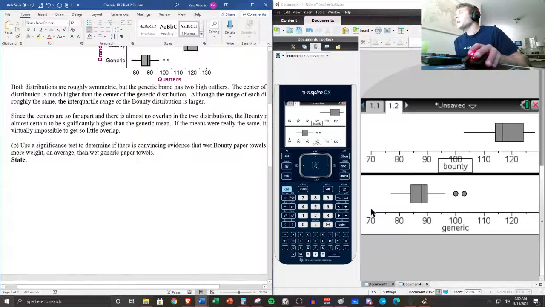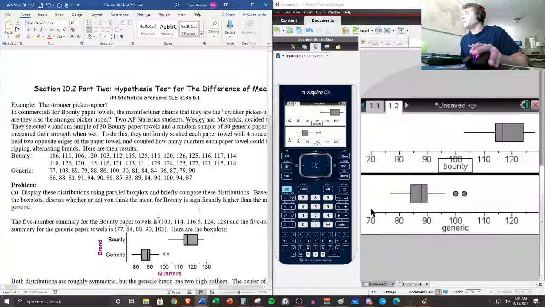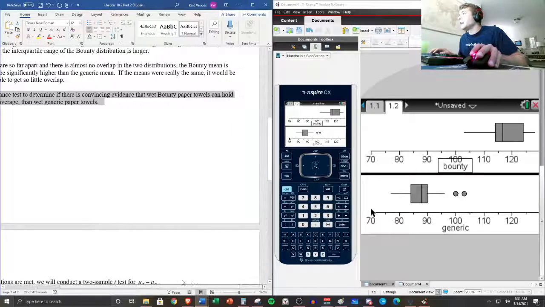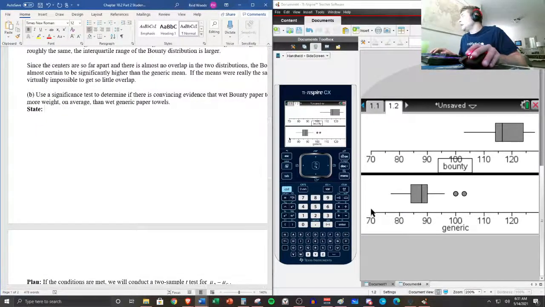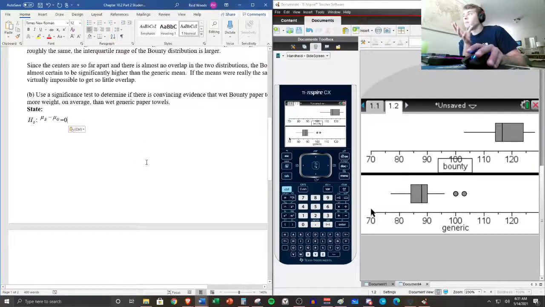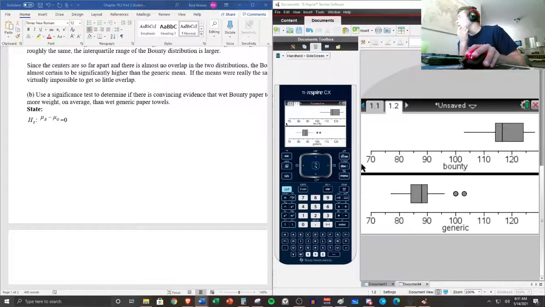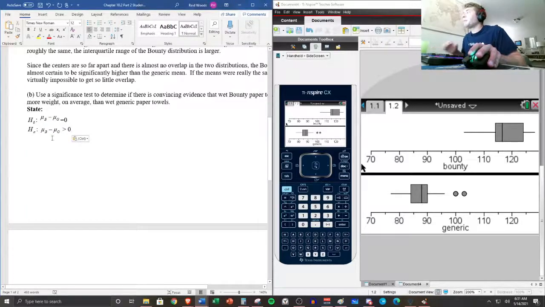Now it wants us to use a significance test to determine if wet Bounty paper towels can hold more weight on average than the wet generic. So if they can't hold more weight, that would be the null hypothesis, right? That means the difference between them would be 0. Obviously, by the graph, that is not what it looks like at all. And then what we're trying to show is that if I subtract them, I'm going to get a positive amount, which implies that Bounty is actually able to hold more.